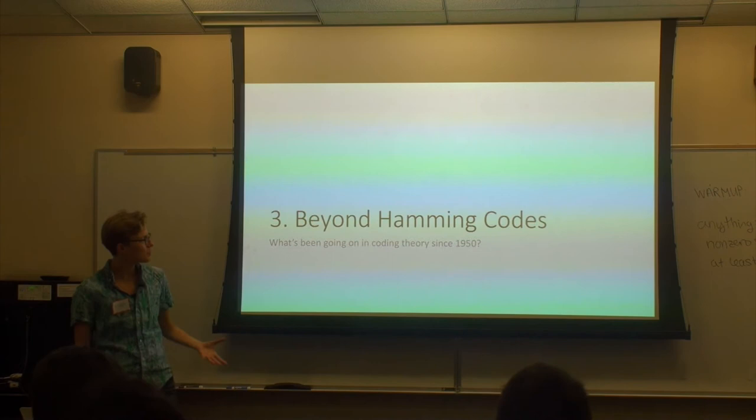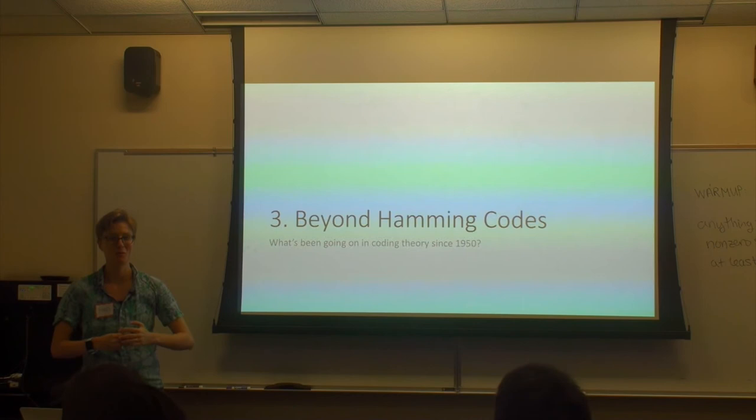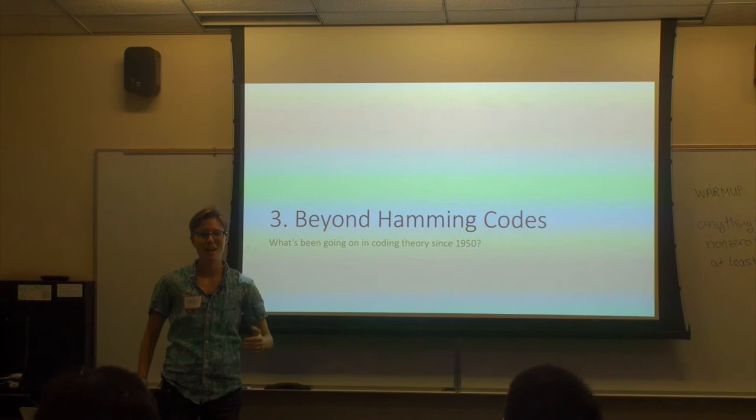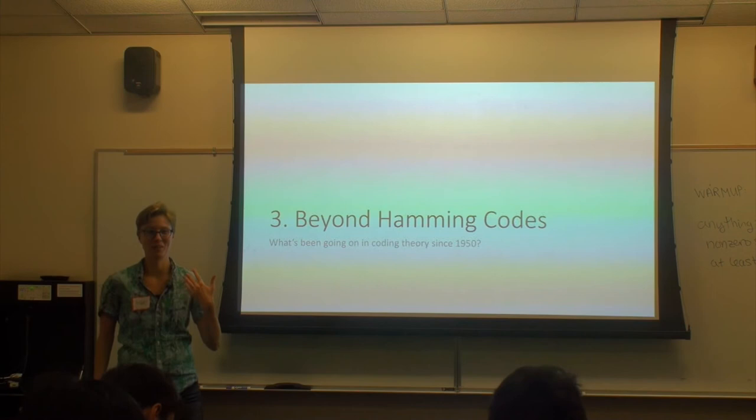Okay, so the last part of the talk, which I do not have time to do in big detail, but maybe I'll just go through real fast, is beyond Hamming codes. So Hamming codes, I said, are these beautiful things that were developed in 1950. So what's been going on in coding theory for the past 70 years? I still work on coding theory today. What is there left to do now that we have Hamming codes?